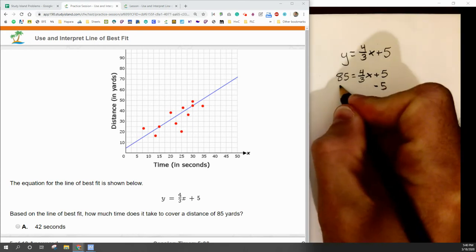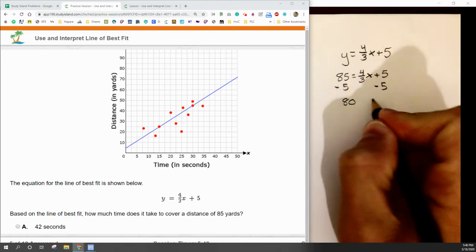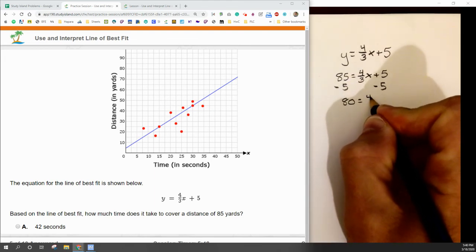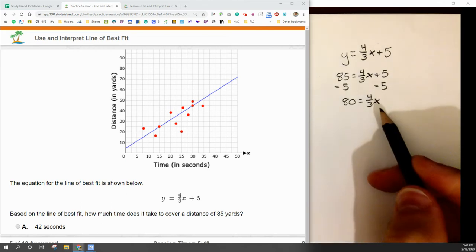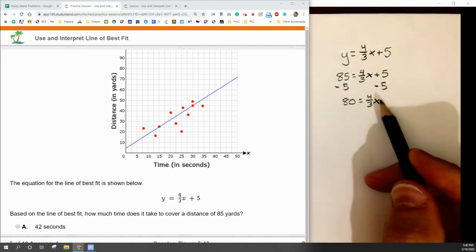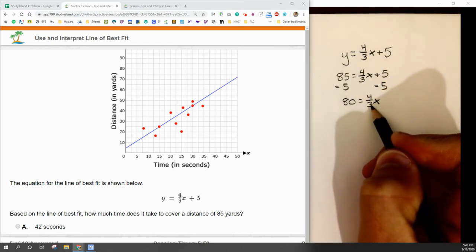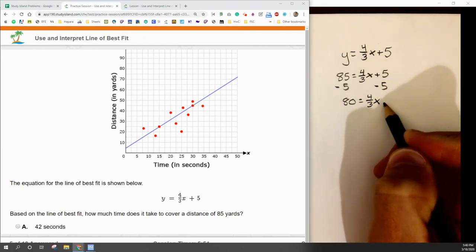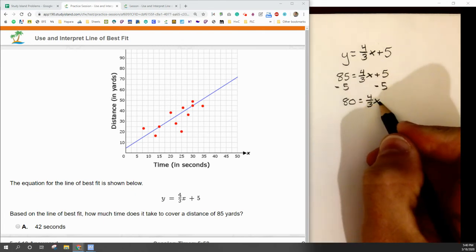Subtract 5 from both sides. 85 minus 5 is 80. So 80 equals 4/3 times x. Now I have to solve for x. And like any other time you have a number times x, you divide by that number, called the coefficient, in order to solve for x if that's all you have left. So I want to divide by 4/3.